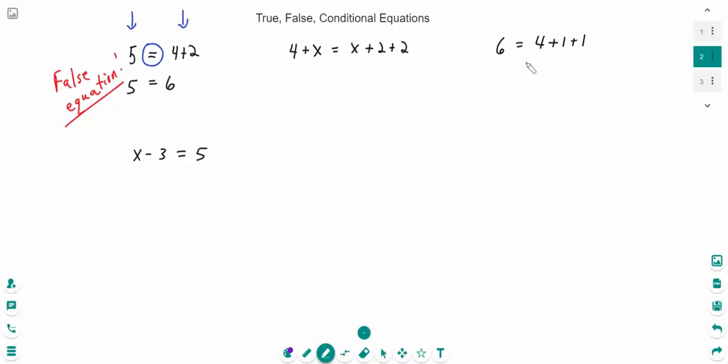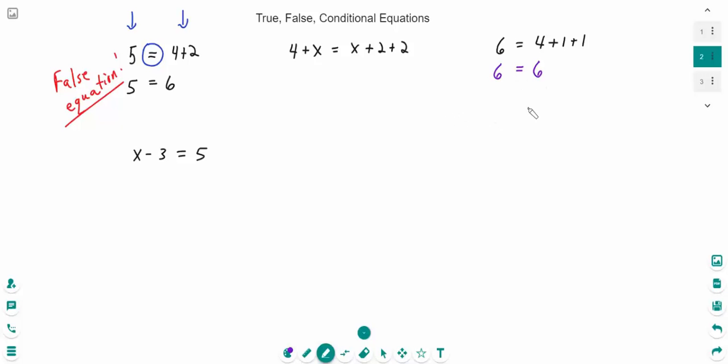Let's try this one. So here, again, we have two expressions, one on the left, one on the right. They're connected with an equal sign. Is it an equation? Yes, it is. Is it a false equation? Well, let's find out. So if we have a 6 on this side equals, now what's 4 plus 1 plus 1? Well, that's 6. And if we look at that, 6 does in fact equal 6.